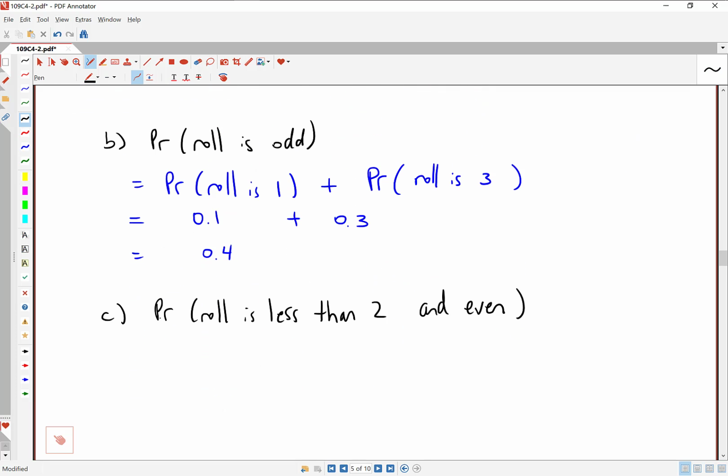So now let's find the probability that the roll is less than 2 and even. Okay, so let's think about how many cases we have here. If the roll is less than 2, then that forces it to be 1. And it can't be even at the same time because 1 is not an even number. So when we look at this event here, roll is less than 2 and even, this is impossible. And the probability of an impossible event is 0.